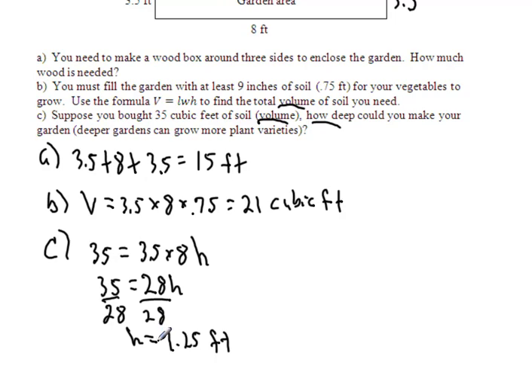So we have to make our box for our garden 1.25 feet deep, given that we have 35 cubic feet of soil.